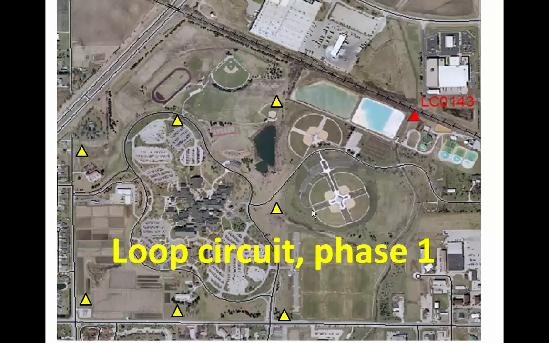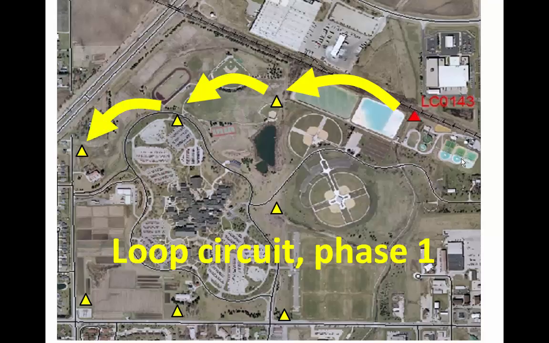Rather than run one long circuit, which in this case would be about 3 miles all in one shot, and risk having blown measurements in that circuit and have to redo the whole thing, we broke it down into 2 phases. So the first phase was a simple loop circuit. And in this circuit, we started at LC0143 and ran to the northeasternmost benchmark, then to the north central one, then to the northwestern bench, and then returned on the same path.